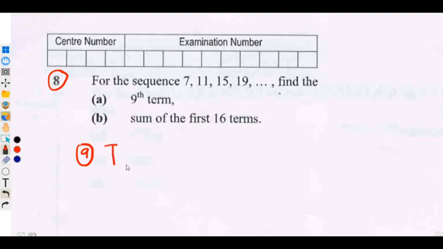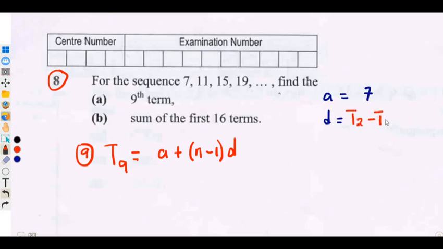So we are going to write our formula. 9th term is equal to a plus, open bracket, n minus 1, close bracket, d. So here we need to know something. Okay, we understand that a is the first term, which is 7. From this sequence, the first term is 7. Then d is the common difference that is found by subtracting. We say term 2 minus term 1.